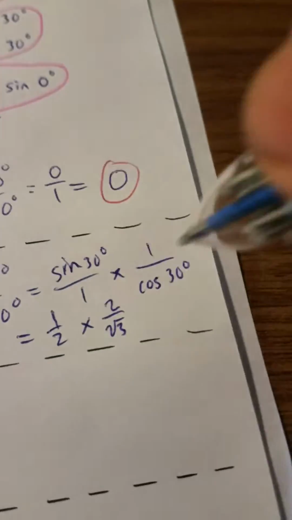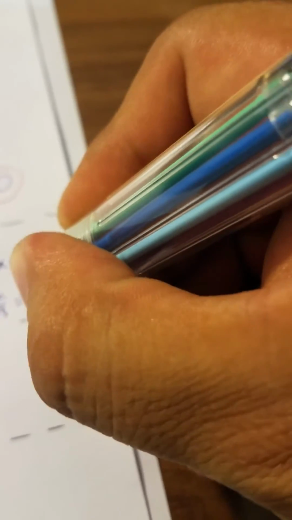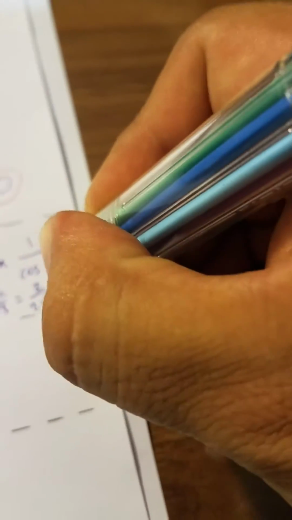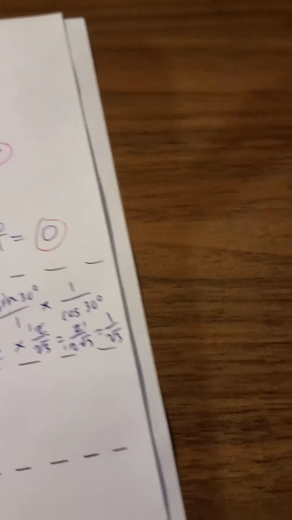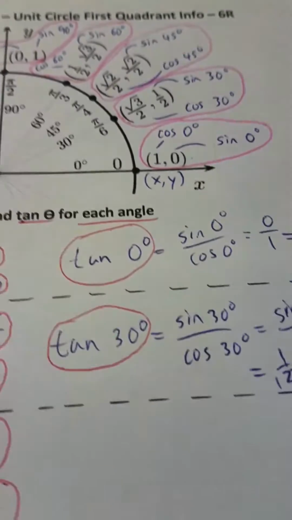So 2 over the radical 3, and then this 2 crosses with the 2 on the top. Let's just write it here, and then you'll see how it crosses. 2 over square root of 3, and then that crosses 1, 1. So you get 1 over square root of 3 as your answer for that one. That's the answer for the tangent of 30.